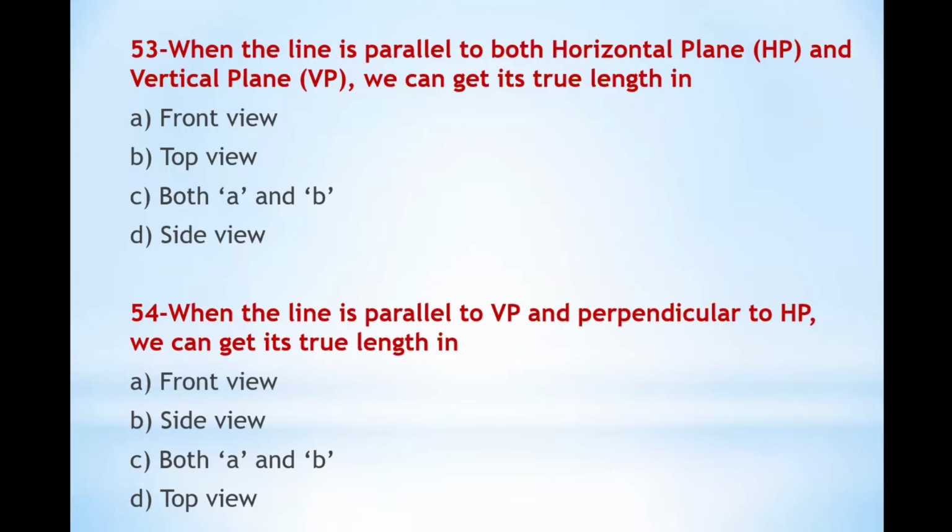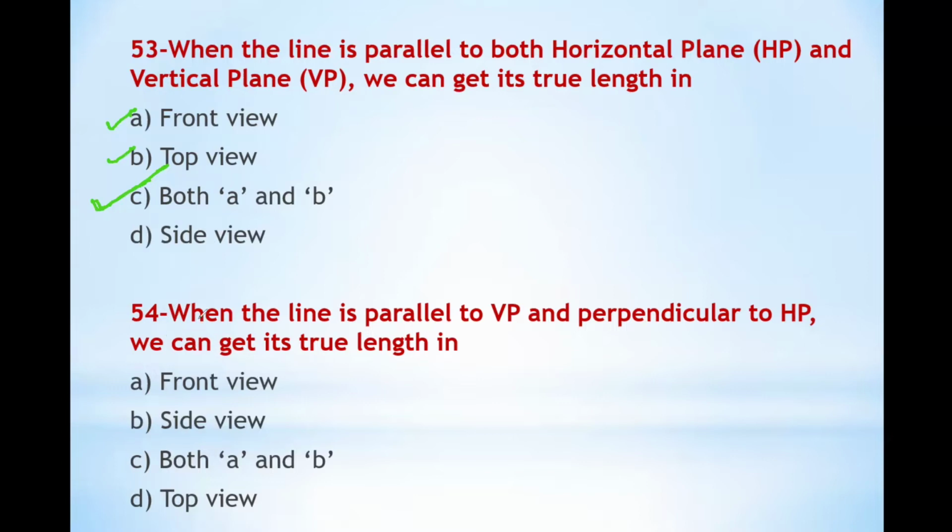Okay, so let us see the options. We can get its true length in option A. The front view, obviously, we are getting, and in the top view also. So that means our third option is the correct one, because both A and B are correct. Whatever its true length is, we are getting it in the front view as well as the top view. Side view is not correct.